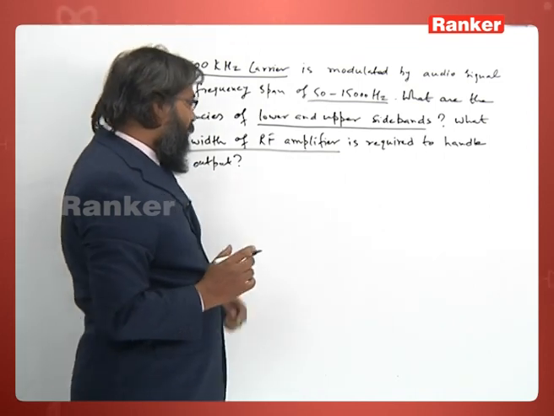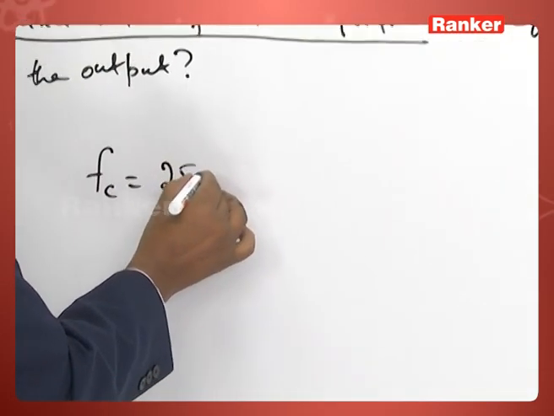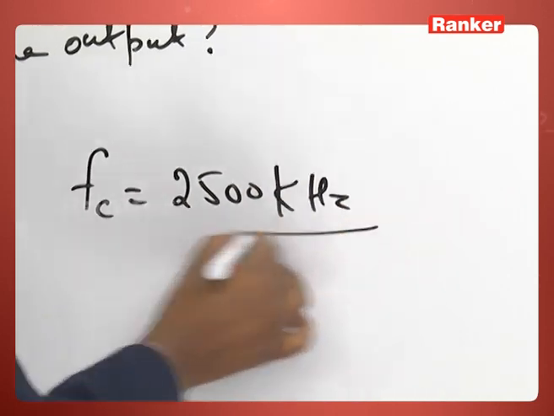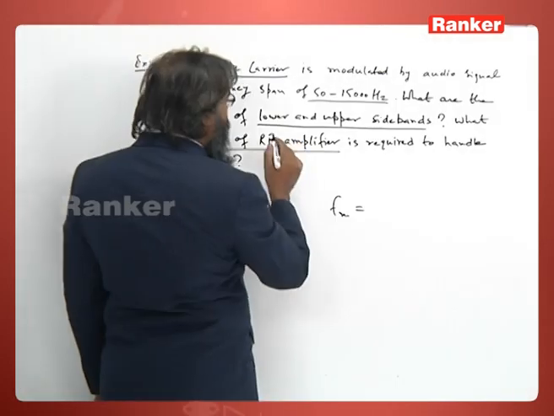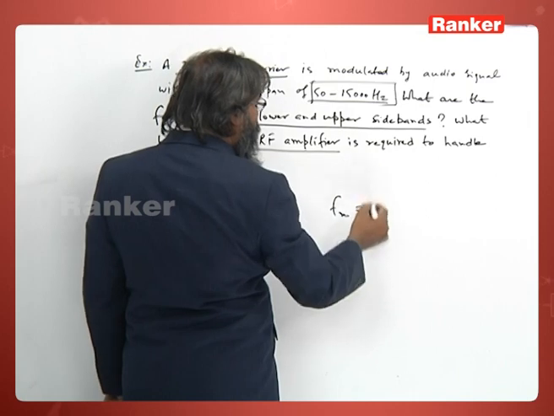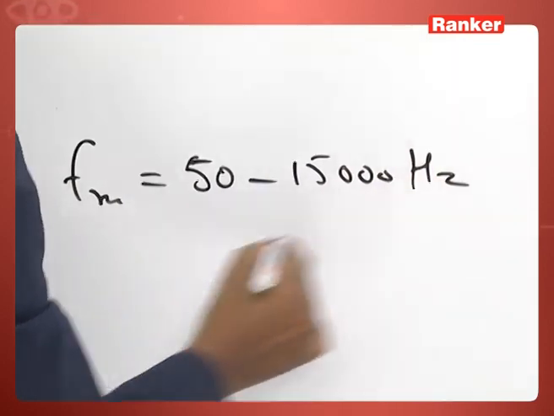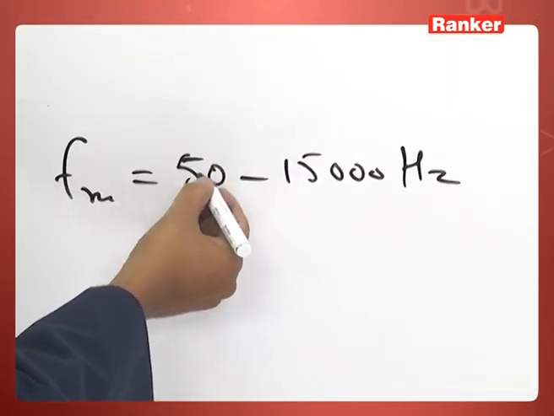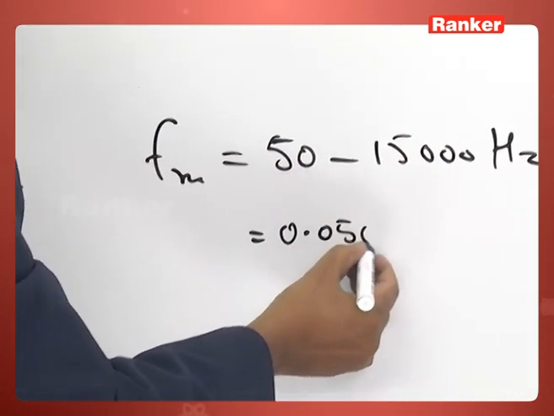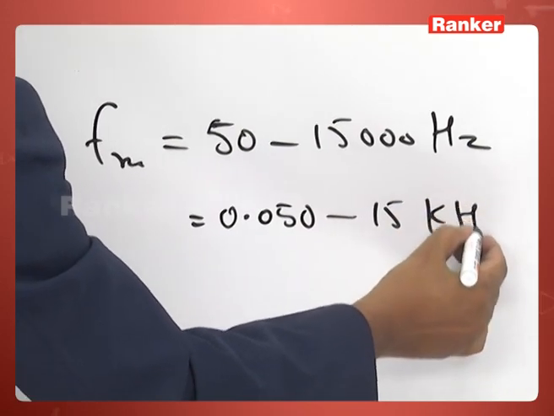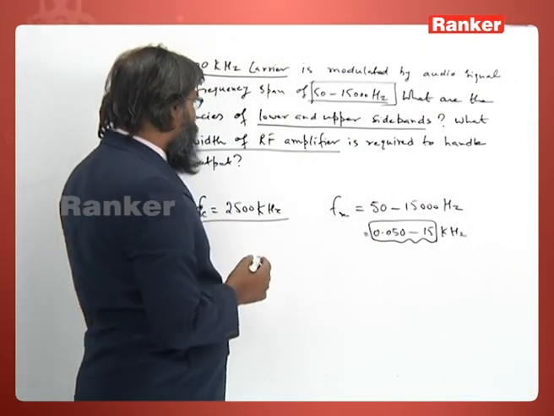So what is given here? The carrier frequency is given as 2500 kilohertz. This is the carrier wave, and the frequency of the modulating signal, the audio wave, is from 50 to 15,000 Hz. If I write in kilohertz, kilo means 10 to the power 3, so I will get 0.050 to 15 kilohertz. This is the frequency range of the modulating signal.